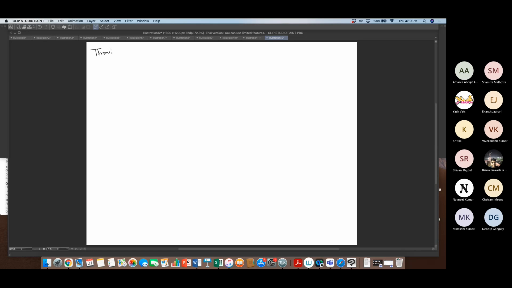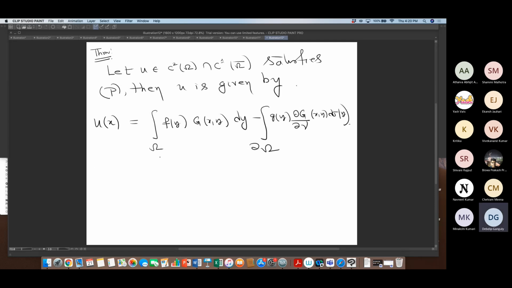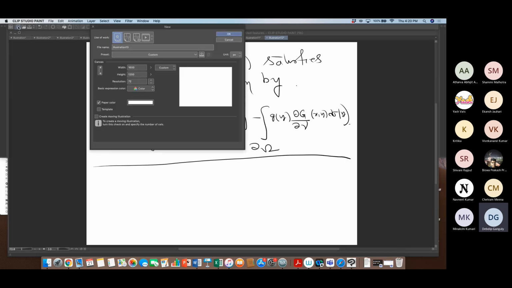Theorem. Now I write down a theorem. Let U be in C2 of omega intersection C1 of omega closure. Just what I have done, I now write as a theorem. If U satisfies the problem P, then U is given by the formula. Okay, clear?